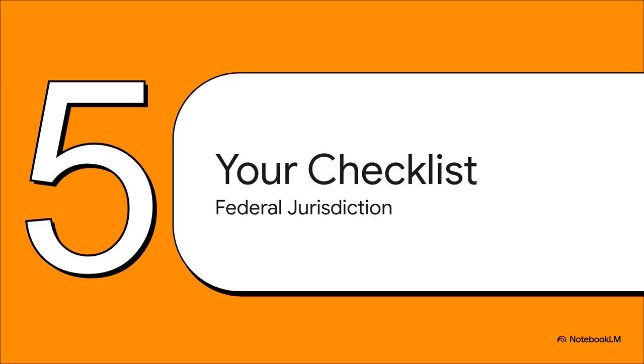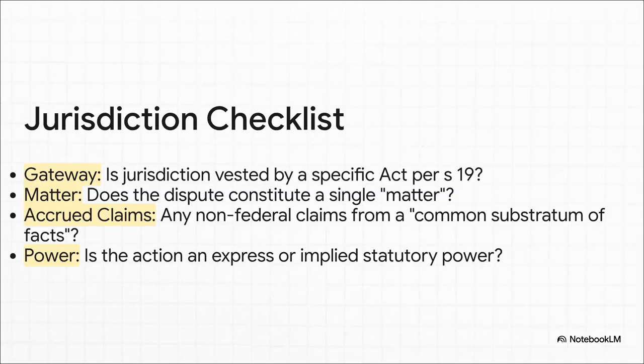Okay, that was a lot, I know. So let's boil it all down into a dead simple practical checklist that you can run through every single time you're faced with a federal court jurisdiction problem. Right, here it is. Step 1, the gateway. Find the specific act that opens the Section 19 gate. Step 2, the matter. Define the single controversy. Does it arise under that federal law? Step 3, accrued claims. Are there any non-federal plus ones hanging around that share a common substratum of facts? And finally, step 4, the power. Is the court using an express statutory power or one of those implied tools from its toolbox?